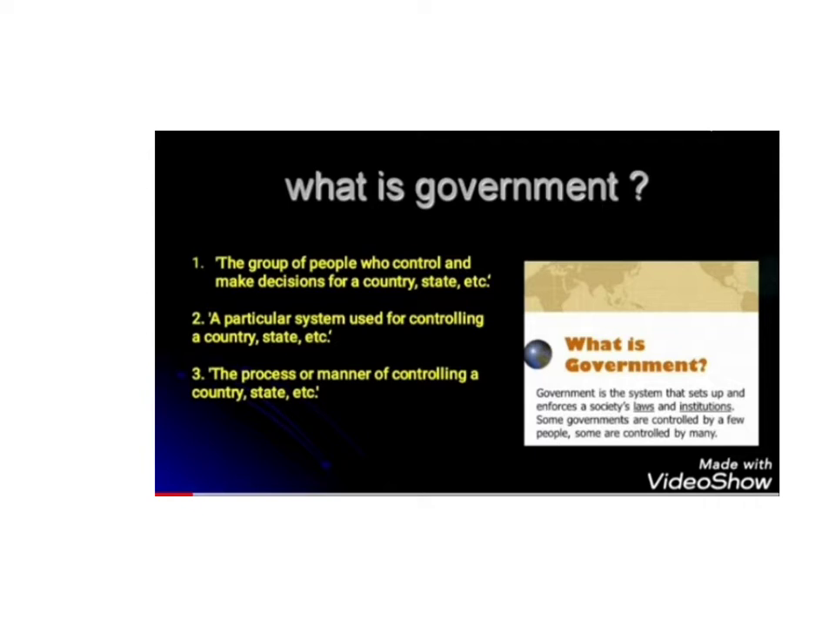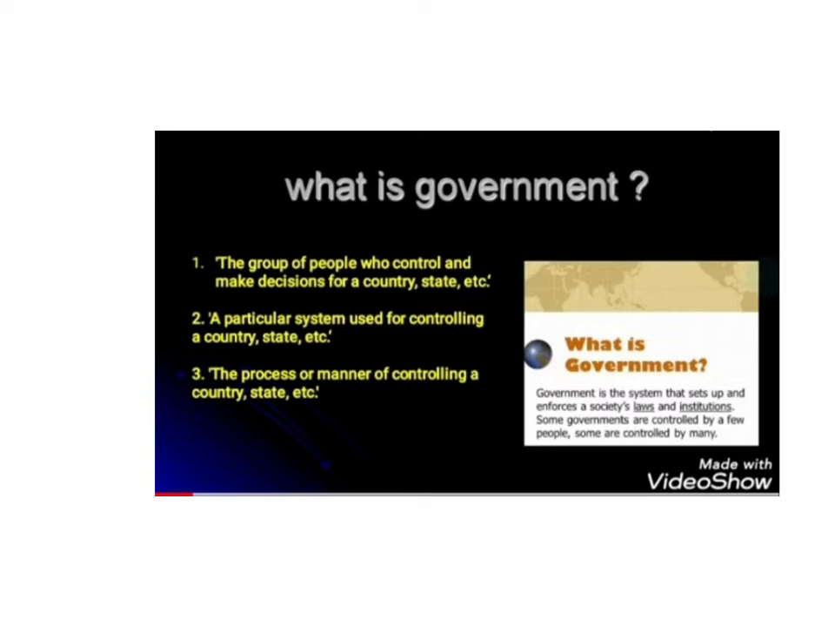Government is nothing but a group of people, or we can say the group of representatives who are chosen by the people through elections. They make decisions, they make policies, they make laws for the country or for a state. That is the job of the government of a country or government of a state.